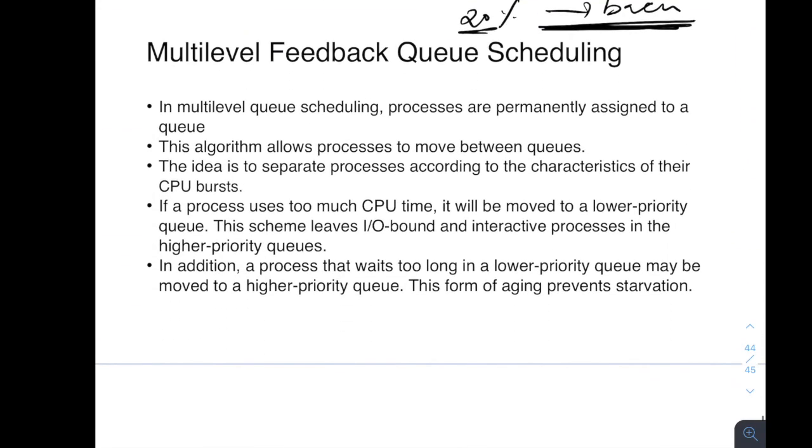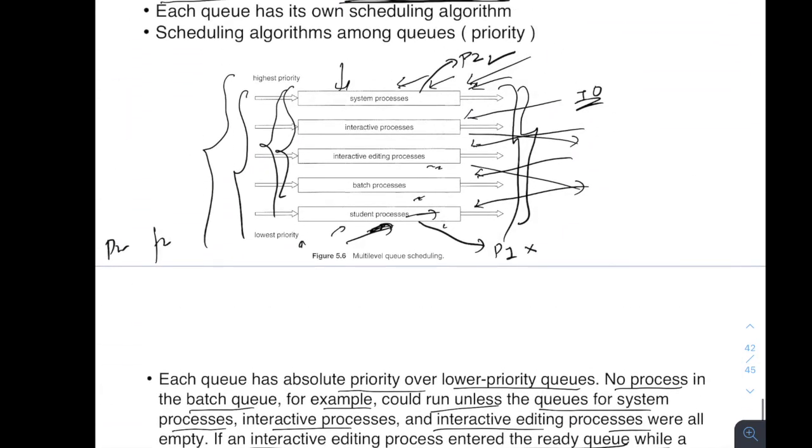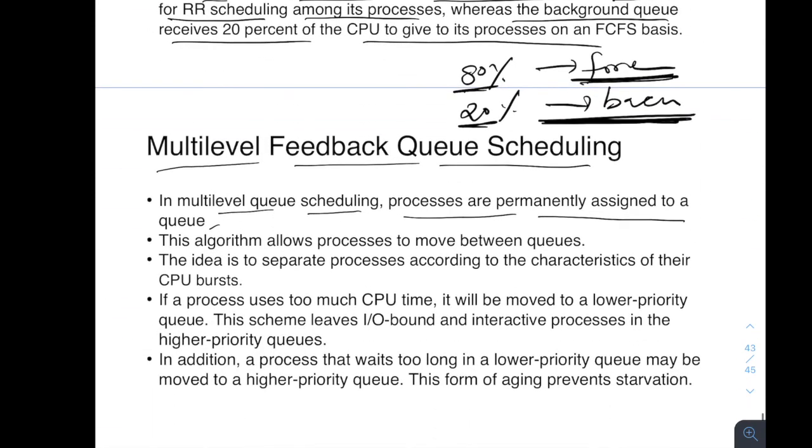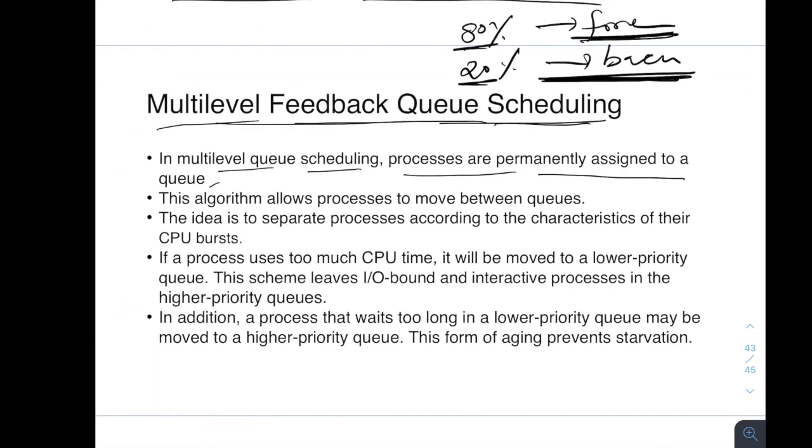Then you have, at last, multi-level feedback queue scheduling. In multi-level queue scheduling, processes are permanently assigned to a queue, as I told you here, right? All the processes are fixed. Some processes will go here, some will go here, and they cannot change in between. But this feedback scheduling algorithm allows processes to move between queues. In between, they can move between the queues. That's the difference here.